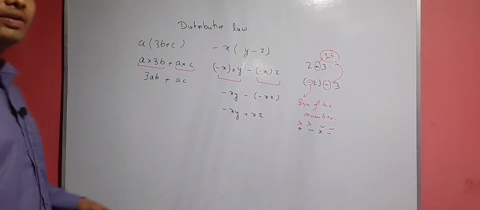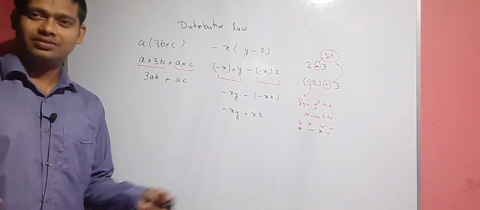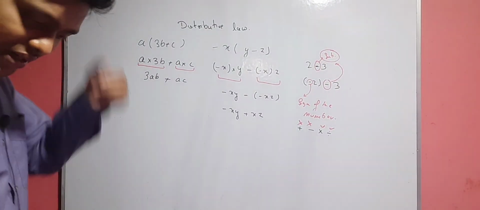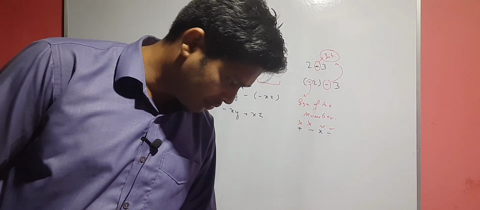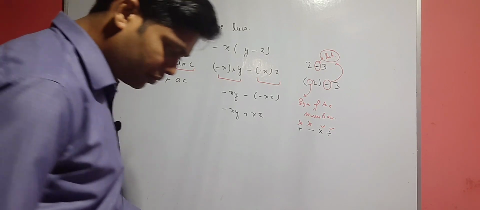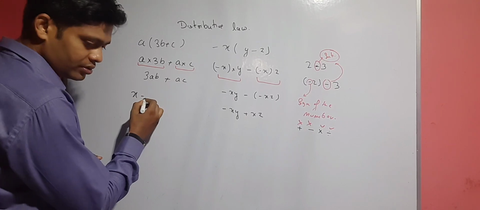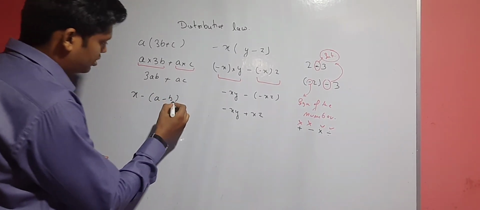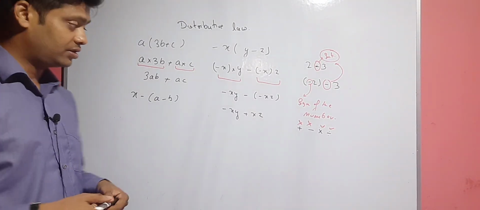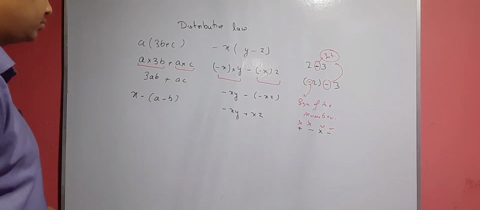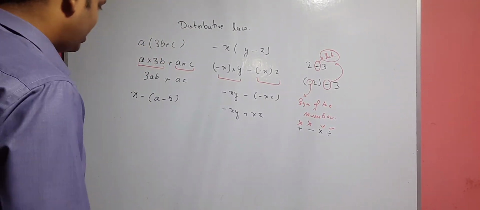Okay, so we have understood what the distributive law is and how it works, and that's it. So let's do some more questions, where I will be explaining them to you. Just like if I have x minus a minus b, whenever minus is there, it's a very difficult task for us, but I'm here to make it easy.